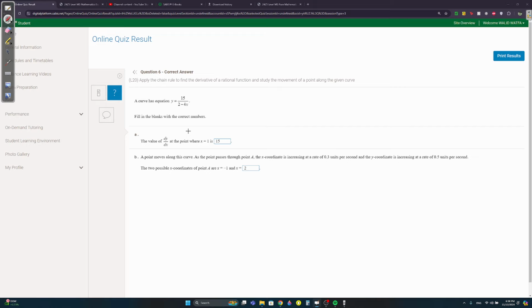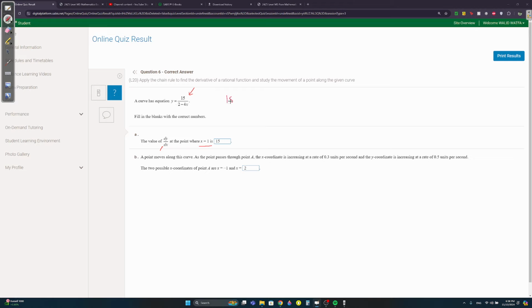Okay. A curve has an equation 15, y equals 15 over 2 minus 4x. First, they want dy over dx at x equals 1. So we need to find dy over dx first. We need to derive this. We're not going to use the quotient rule because we don't have x up and down. We only have x down.